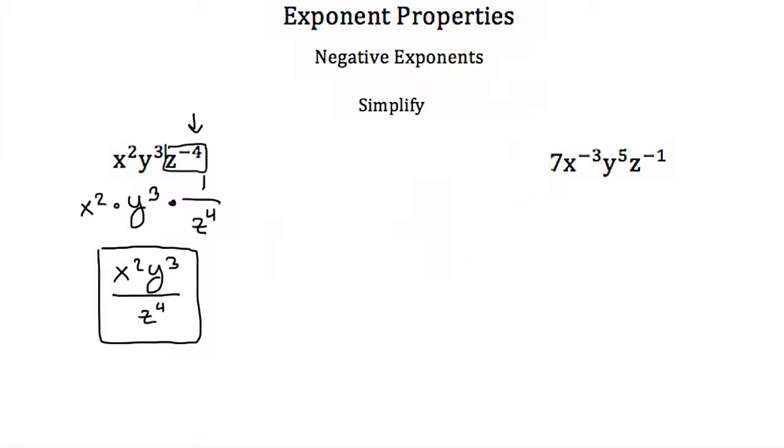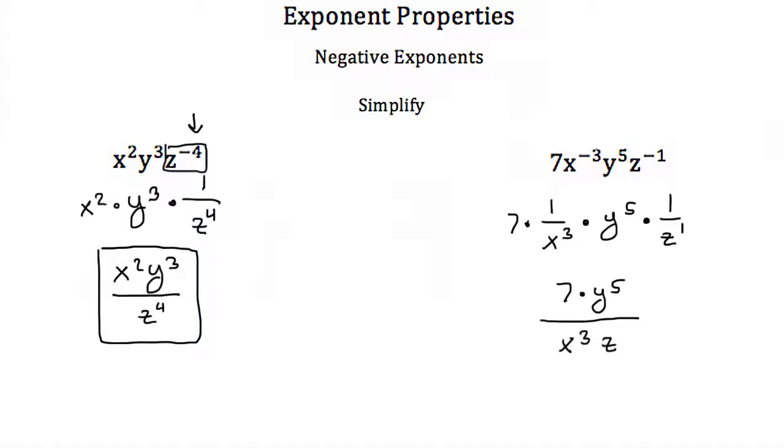Try the next one. Here we have 7 times x to the negative 3 times y to the 5th times z to the negative 1. Well, the 7 doesn't have any power, it's just a constant, and there's nothing we can combine it with, so it hangs out. So we have 7 times x to the negative 3, which is the same as 1 over x to the 3rd, multiplied by y to the 5th. And then z to the negative 1 is the same as 1 over z to the 1st. So let's rewrite this a little cleaner. We'll have 7 times y to the 5th all over x cubed times z.